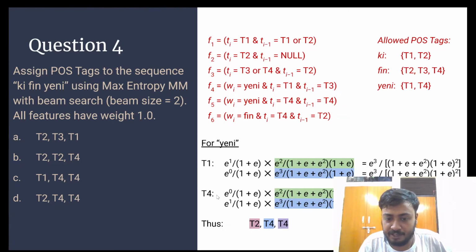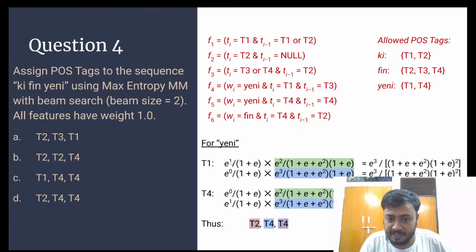Same way we go for T4: current tag T4, previous tag T3, and current word any, no feature. Current tag T4, previous tag T4, current word any. This one, F5. You can see F5: current word any, current tag T4, previous tag T4. That one is applicable. So e to the power 1.